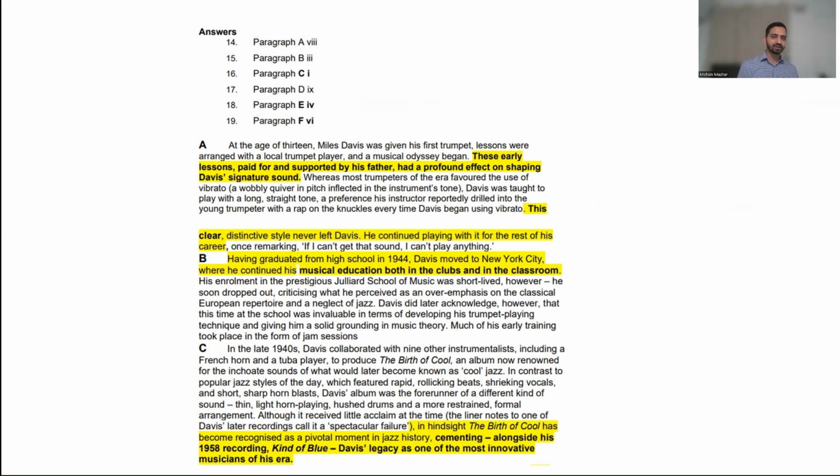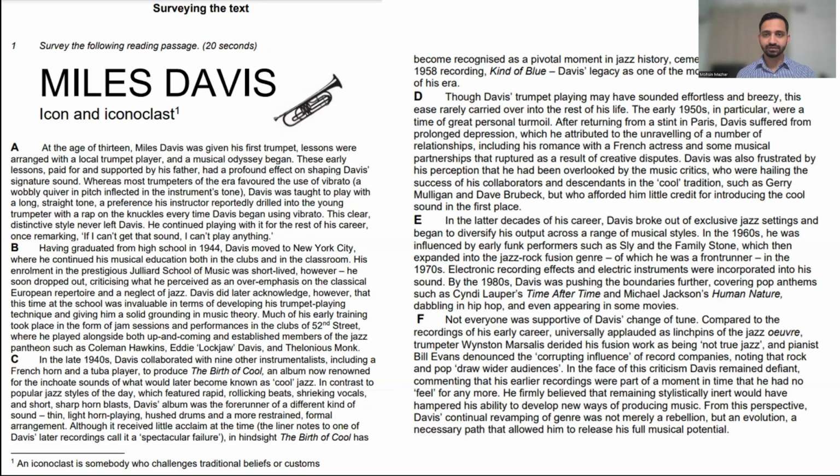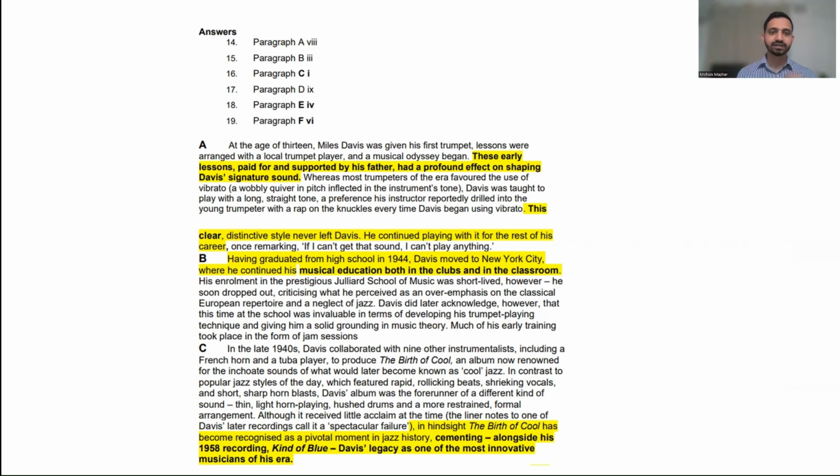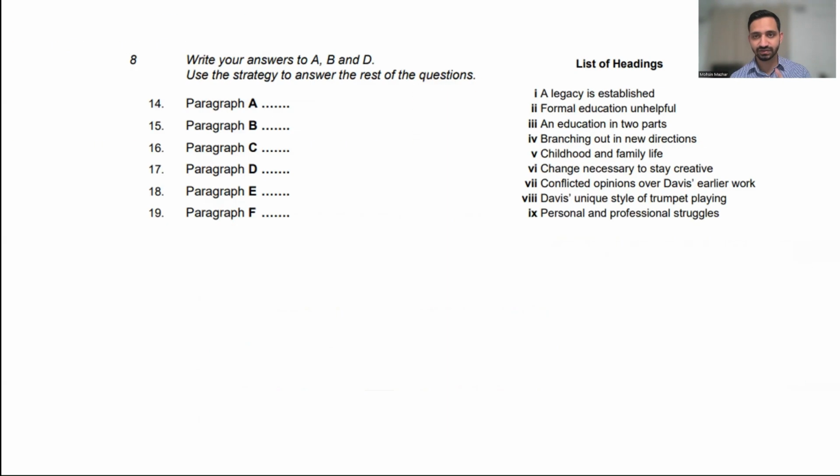And you can see paragraph A is talking about, so what was the answer? It was viii, right? Davis' unique style of trumpet playing. The answer is right here. It says, these early lessons paid for and supported by his father had a profound effect on shaping Davis' signature sound, right? So that's what it's saying, the style of playing. So you would know that this title relates to that paragraph.